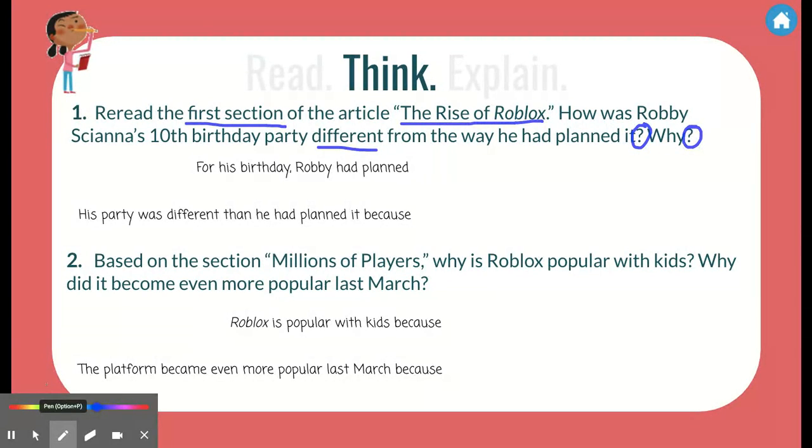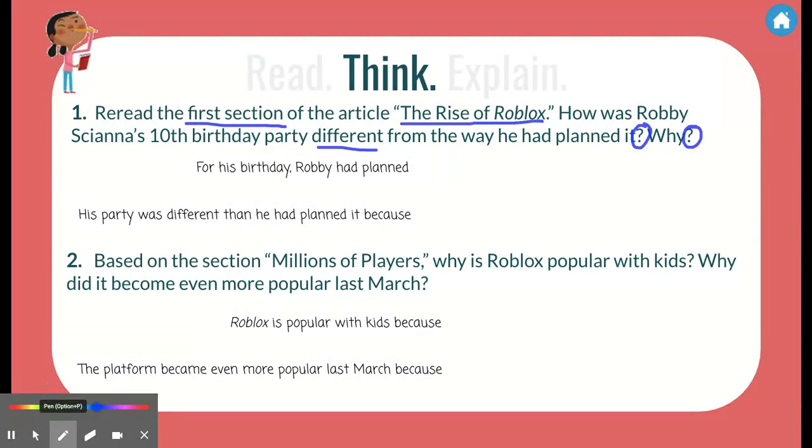So if I reread the first section, this is what it says. Last March, Robbie Sienna invited his friends to a party for his 10th birthday. They ran around playing a battle game. They sang happy birthday, and when the party was over, they all logged out. That's because Robbie and his friends weren't together in person. They were celebrating on the gaming platform Roblox. Robbie had planned to have his birthday at an escape room, but then COVID-19 began sweeping across the U.S. just days before the party. Robbie's California town went into lockdown. So his dad came up with the idea to try a Roblox party. It wasn't as fun as a normal birthday party, but it was fun, Robbie says.